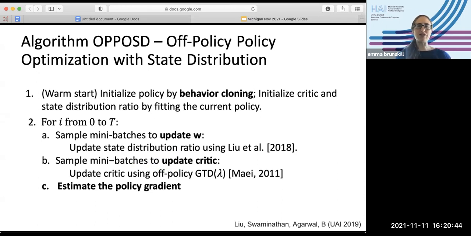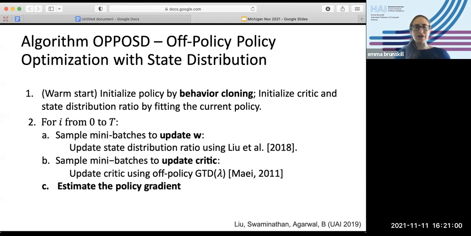And again, I'll just emphasize here that this is all done on a single set of data. So we're not gathering any more data. We're just going over our data over and over again and doing policy gradients in a way that corrects for this sort of distribution mismatch.